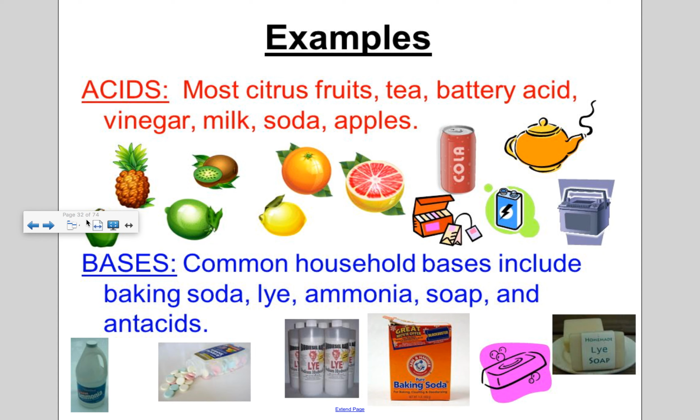I read this statistic, I think it's like 56 or 60% of incoming college students cannot name a single base, like an example of a base. So hopefully you're thinking, I don't want to be a statistic, basically. So bases are cleaners.